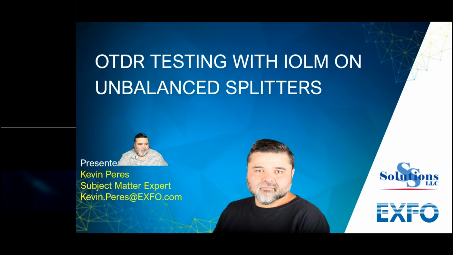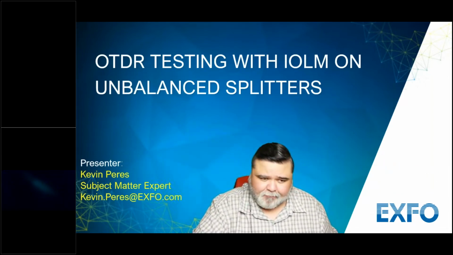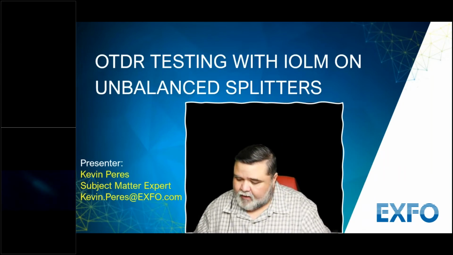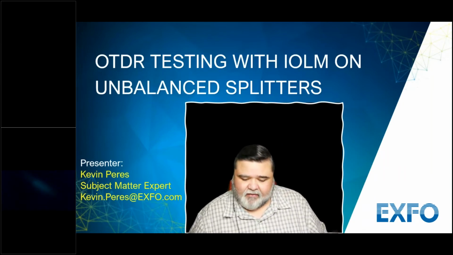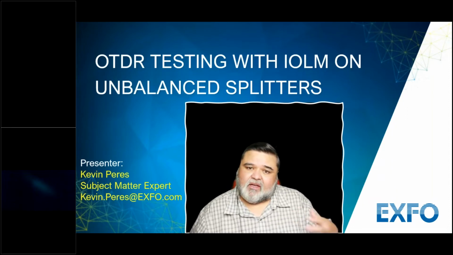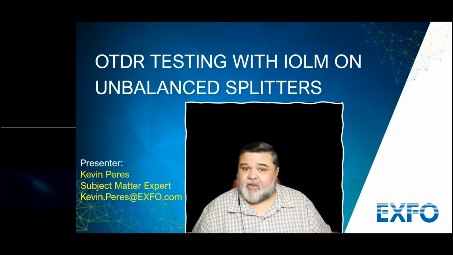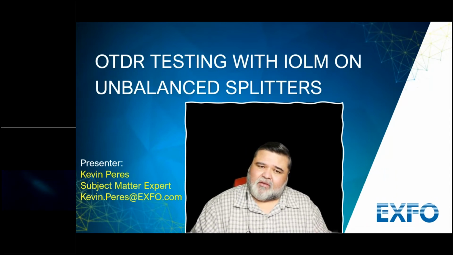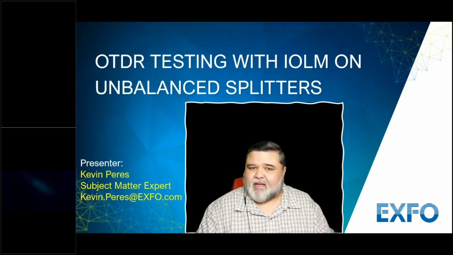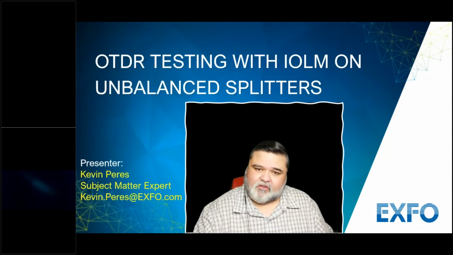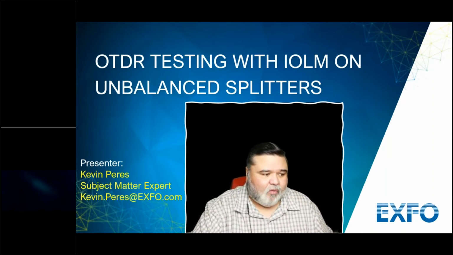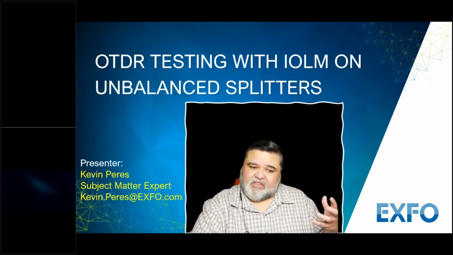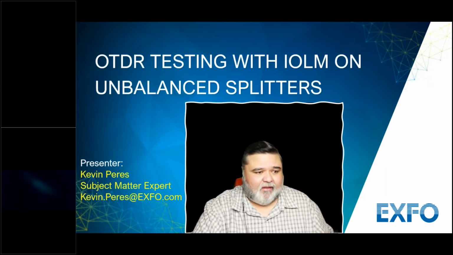So essentially, what we're going to cover here is OTDR testing with IOLM on unbalanced splitters, right? Using the advanced OTDR that we have and the intelligence of it to be able to test some of these more complex networks, which is ironic because it's complex in the way that it's tested, but it's simple in the way that it's deployed, which is one of the attractive things about deploying these kinds of systems today. And so we'll jump right into that.